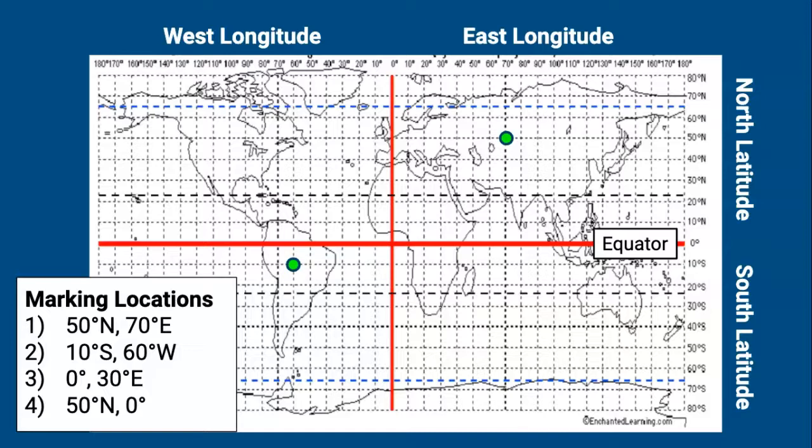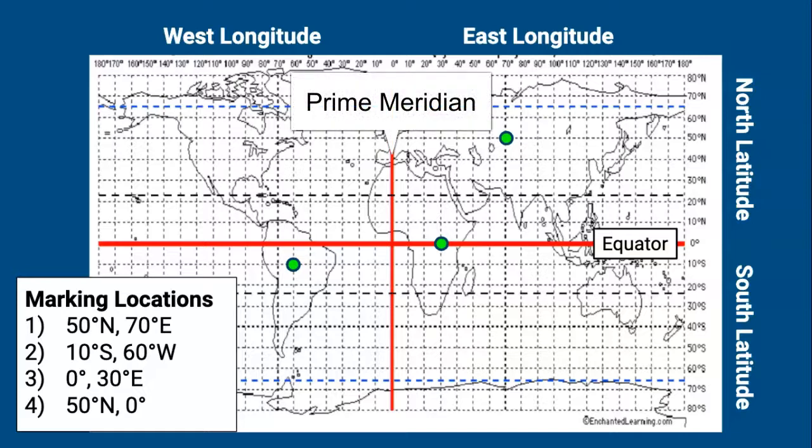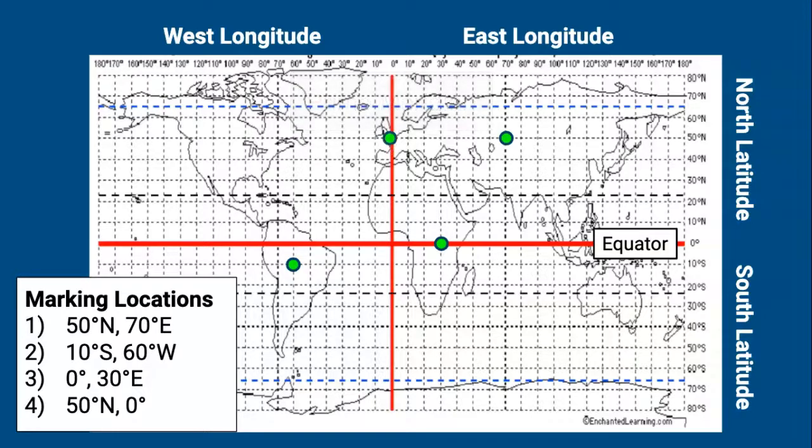Location 3 has a latitude of 0, which means it's on the equator, and a longitude of 30 degrees east. So location 3 appears here. Location 4 has a latitude of 50 degrees north by 0 degrees, which means it's on 50 degrees north, but it's also on the prime meridian. So when the longitude is 0, it's on the imaginary prime meridian, or 0 degrees longitude.